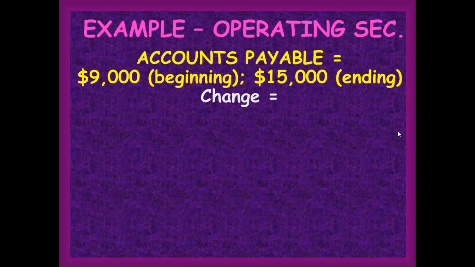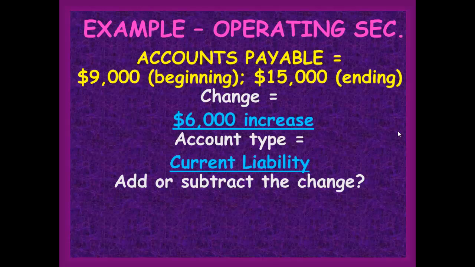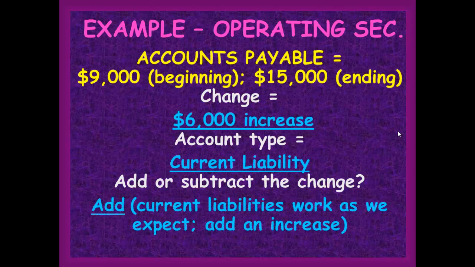Accounts payable began at 9, ended at 15. During the year, what happened to accounts payable? It went up. Accounts payable is what type? Current liability. And it increased. Well, let's see. What do we write down? If a current liability increases, what are we going to do? We're going to add. For a current liability to go up, for accounts payable to go up, in effect, I borrowed more money, didn't I? If I borrow more money, cash is going to come in, which is why I'm going to add it.